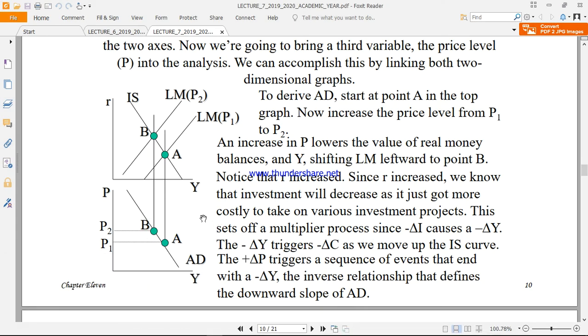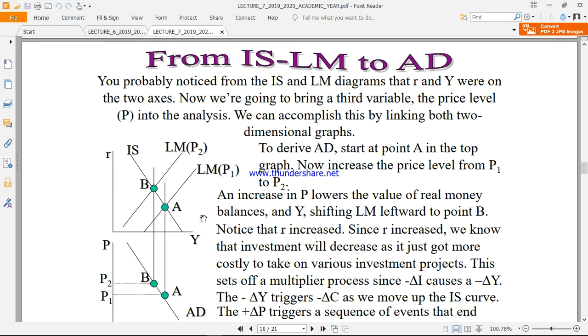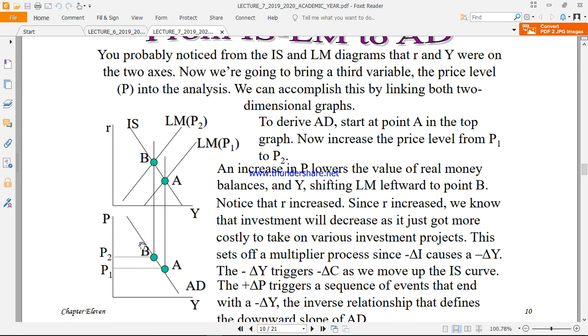So that is how we derive the aggregate demand curve from the ISLM model. The whole thing starts from A. Everything was okay. Let's call A maybe the natural level of output.